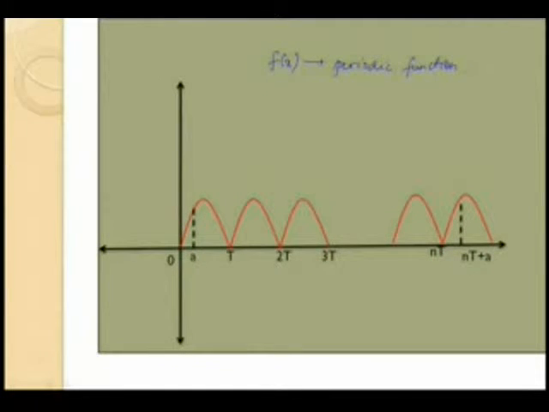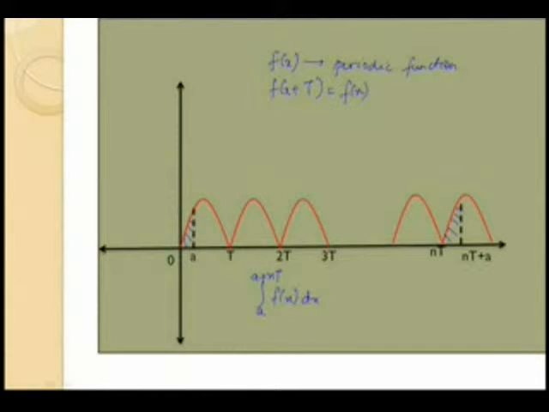Now let us say that T is the period of f(x), so f(x + T) would be equal to f(x). Now let us say that this is any point x = a, and as this is a periodic function, we have plotted the graph of f(x), and this point becomes nT + a. Now we see that this area is equal to this area, and we have to calculate the integral of a to a + nT of f(x) dx.